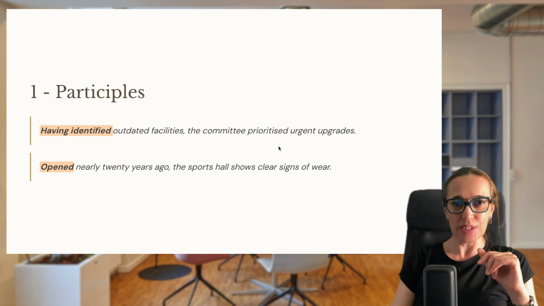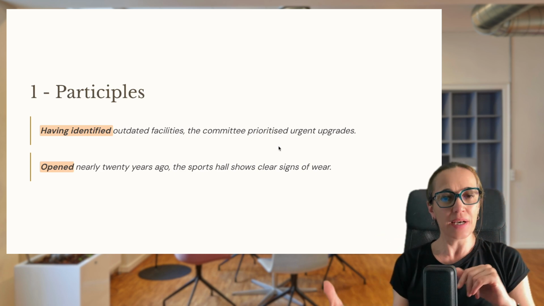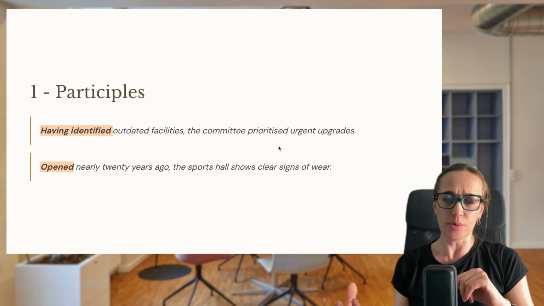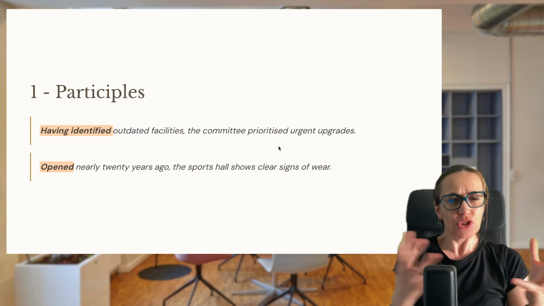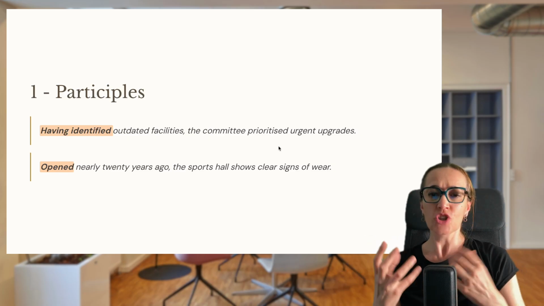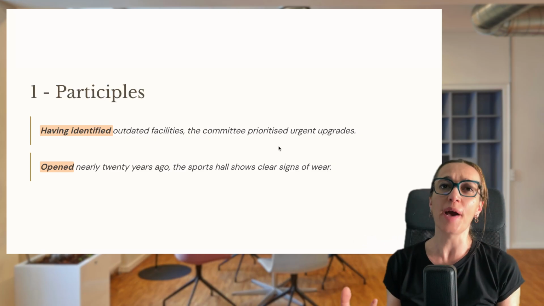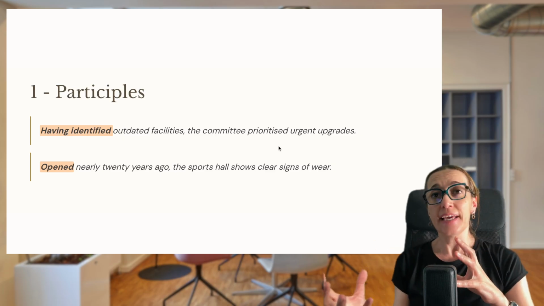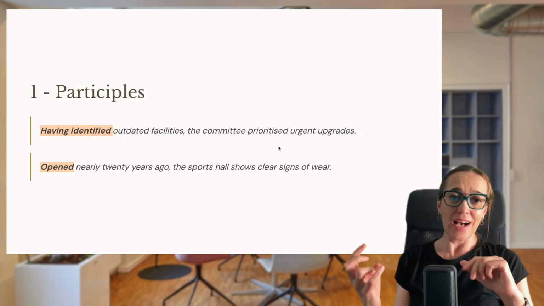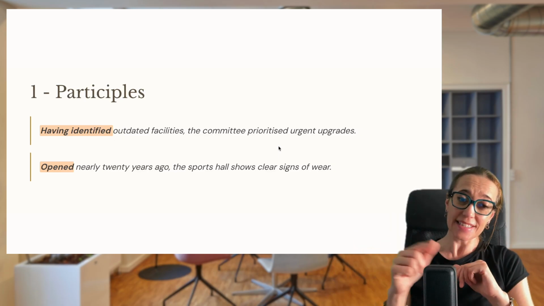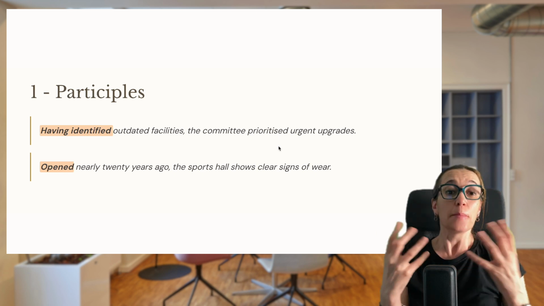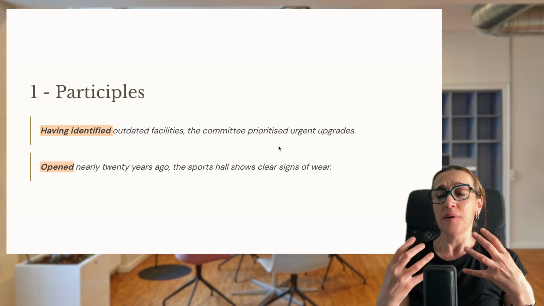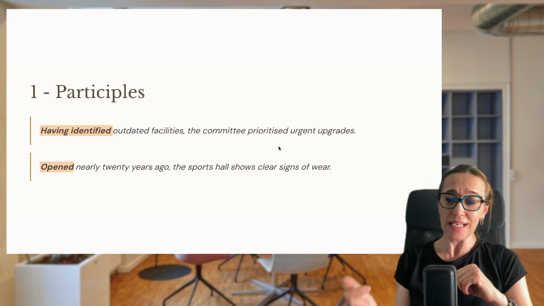Let's take a look at these two examples. Having identified outdated facilities, the committee prioritized urgent upgrades. Opened nearly 20 years ago, the sports hall shows clear signs of wear. Use participles like this for simultaneous or related actions, like "having identified". And the second example of the participle, that is a past participle, is used to give a passive meaning. All right, let's move on.